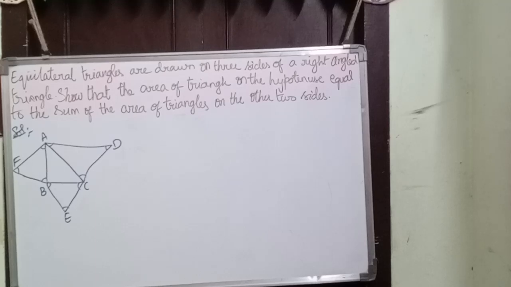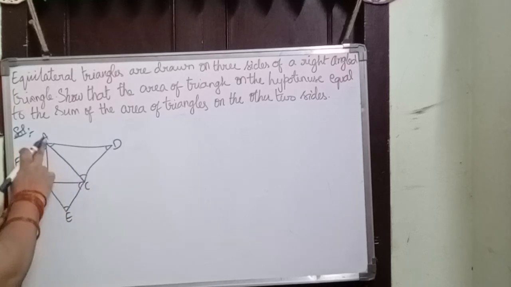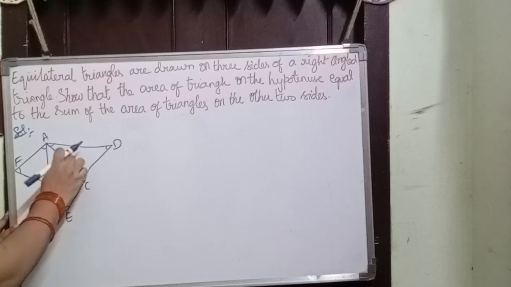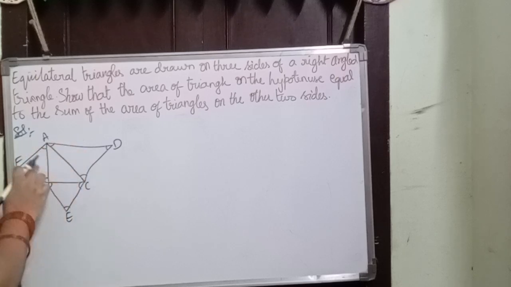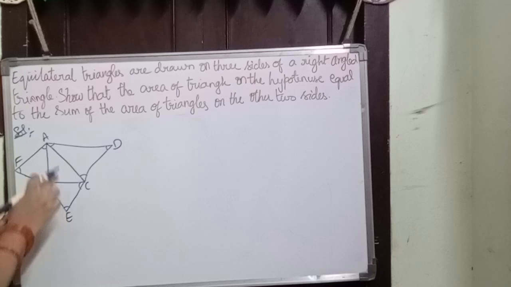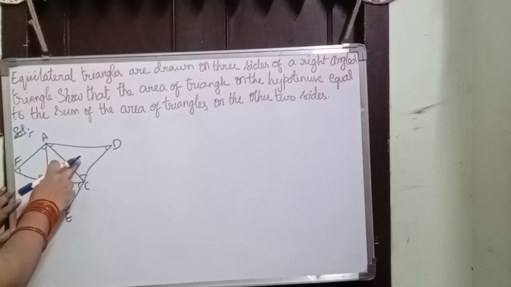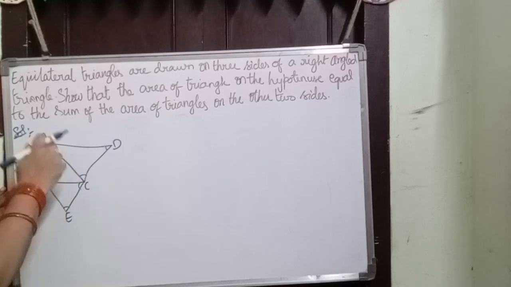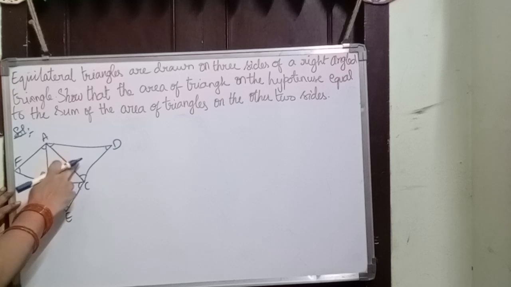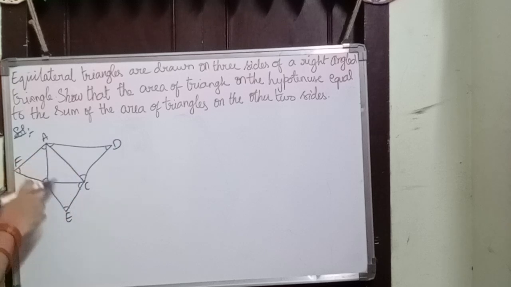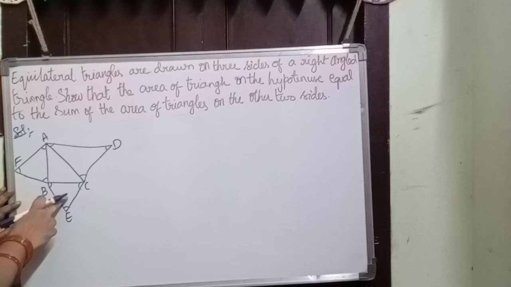Everyone, in this video, I am going to solve a problem: equilateral triangles are drawn on the three sides of a right angle triangle. This is the right angle triangle. ABC is the right angle triangle, and all three equilateral triangles are drawn on each side of it. What we have to prove is that the area of the triangle on the hypotenuse is equal to the sum of the areas of the other two sides' triangles. That we have to prove.